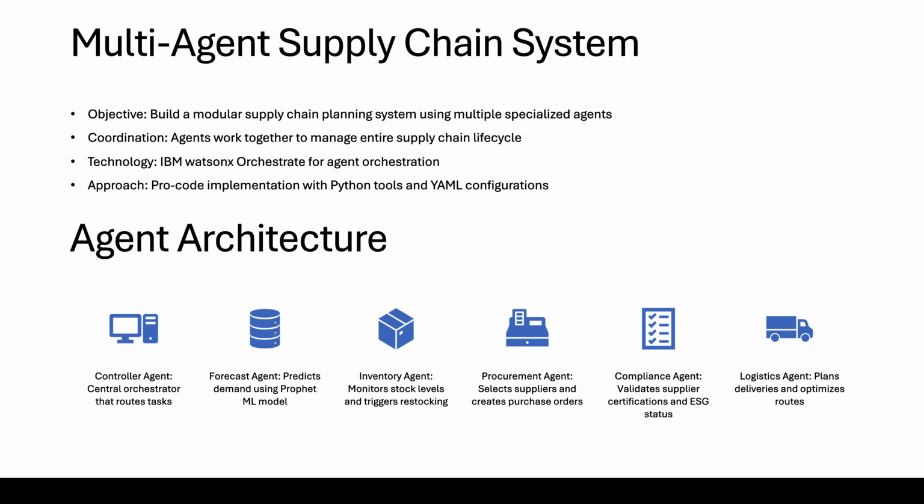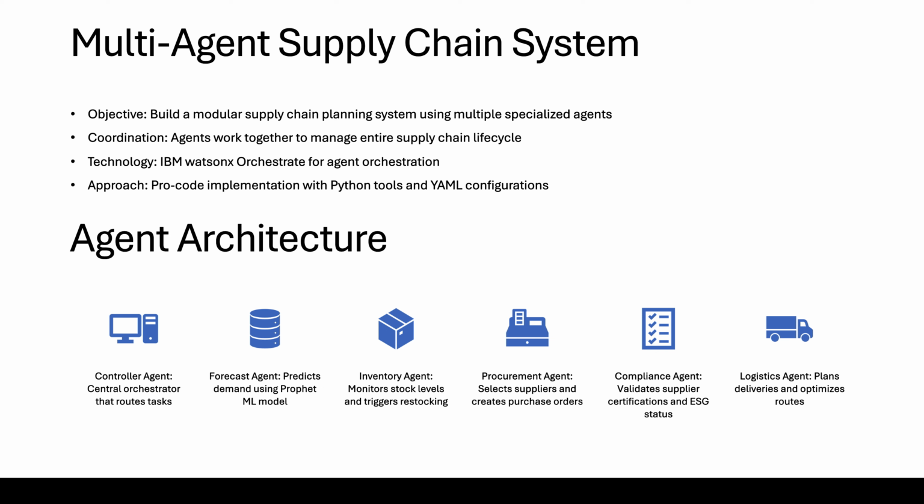If the stock for a particular product goes below the threshold, it will automatically trigger the restocking. So another agent can restock that particular product. The procurement agent selects the suppliers, creates the purchase orders, does the negotiation, and identifies which is the best supplier that should be selected. The compliance agent, this is also very important, because there are a lot of compliance requirements and policies which should be adhered to during the procurement. So it validates the supplier certification, whether the supplier is valid or not, its status.